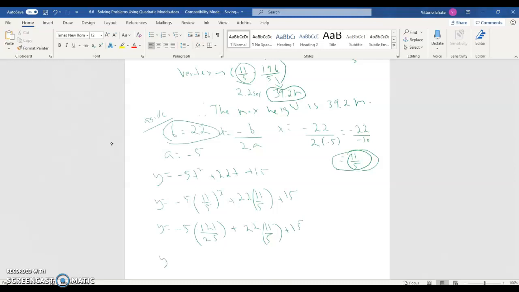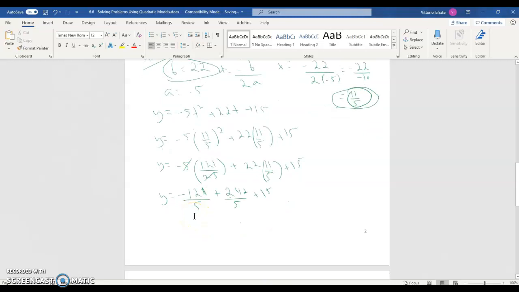Let's simplify a bit more here. If we cross that out, cross this out, we get negative 121 over 5 plus we have our 22 times 11, which is 242 over 5 plus 15.